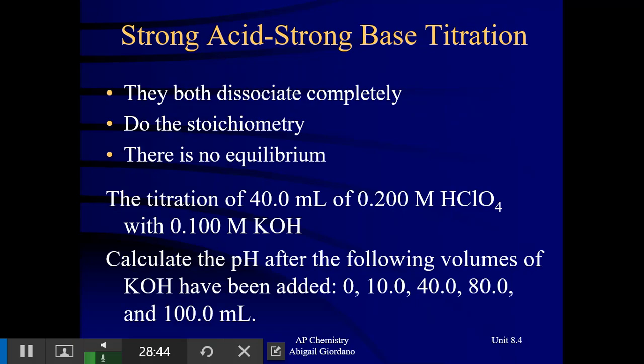Okay, there's one more addition of base that I want you all to set up, with 100 milliliters. I'm going to work through it. Feel free to pause the video and see if you can solve it on your own, but I'm going to write it out as well.